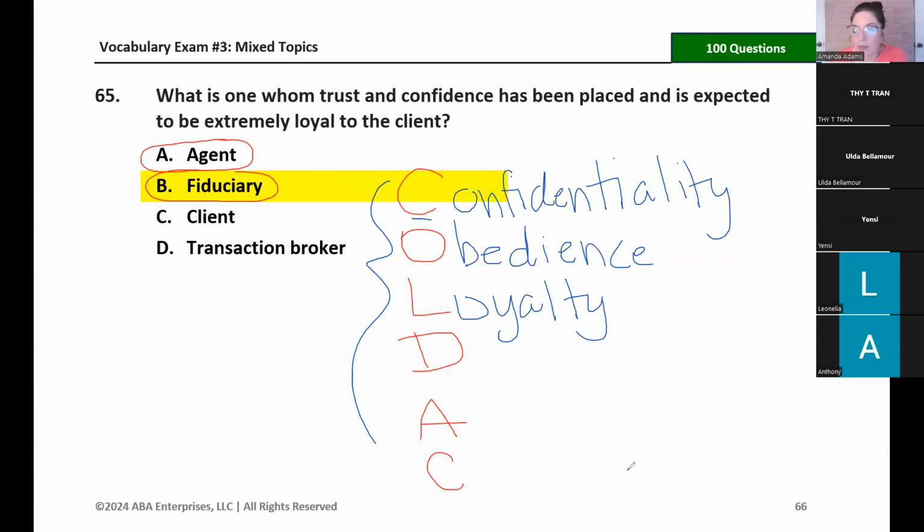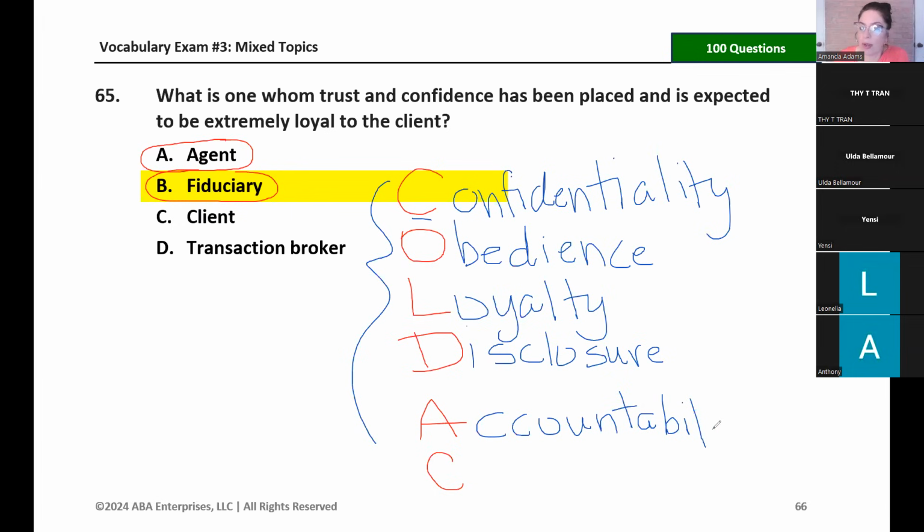What is D? Disclosure. That's right. We have to tell them things that they need to know, even if it might kill the deal. What is A? Accountability. So we've got to take care with everything that they give us. And this is especially important right now. We live in a world of identity theft, right? So if somebody gives us a copy of a check or a copy of their driver's license, we need to protect that. And what is the last one?